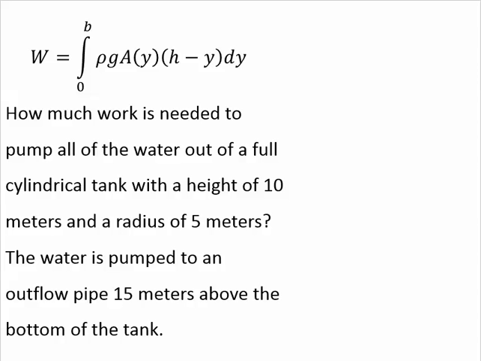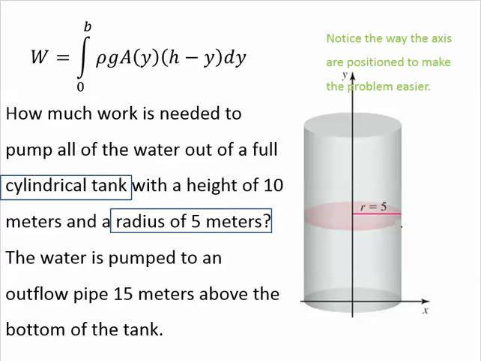How much work is needed to pump all of the water out of a full cylindrical tank with a height of 10 meters and a radius of 5 meters? The water is pumped to an outflow pipe 15 meters above the bottom of the tank. The tank is cylindrical with a radius of 5 meters. Notice the way the axes are positioned to make the problem easier.